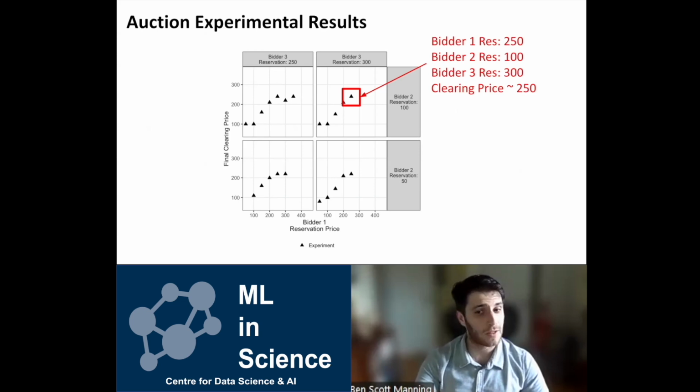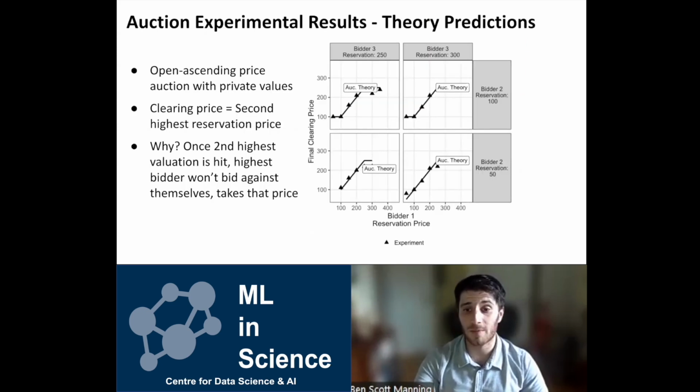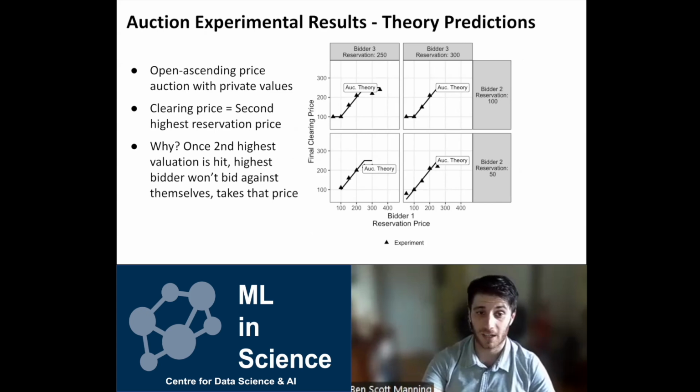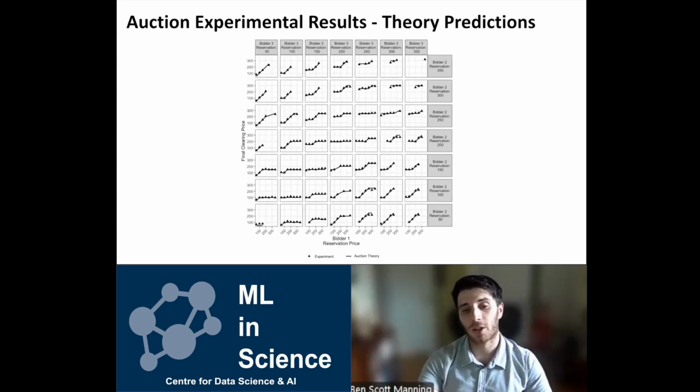And when we look at how the theory predicts these results, the second highest reservation price amongst the bidders, it does an extremely good job of predicting them. It's very close. And this is something that has been seen in the real world pretty consistently. And when we zoom out and look at all the results, the second highest reservation price, indeed, is pretty darn good at predicting the simulated auctions in the triangles.